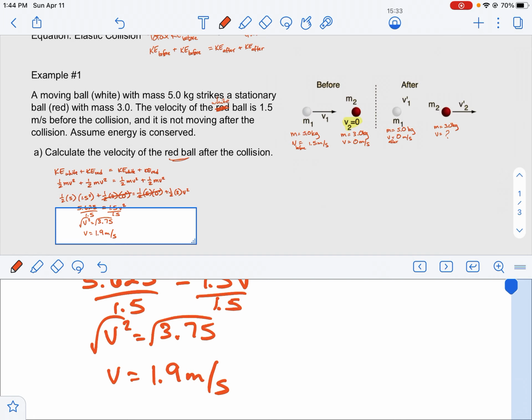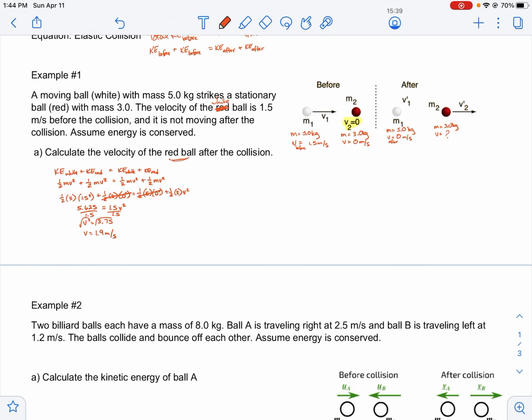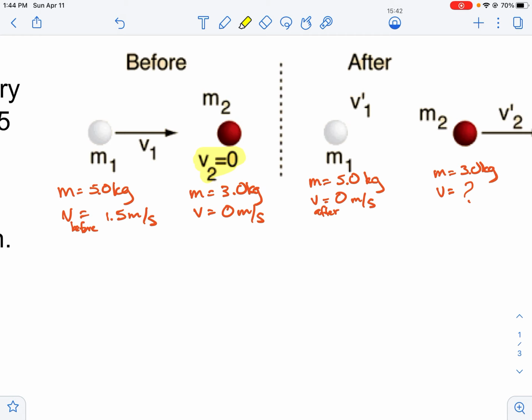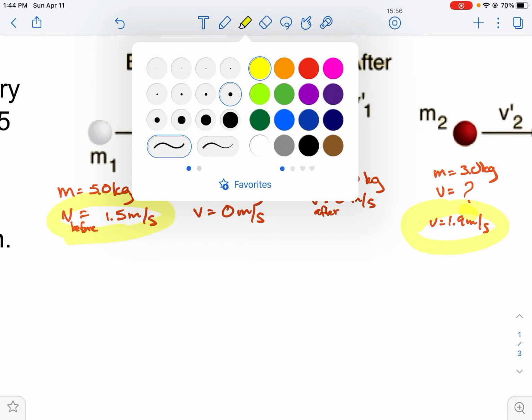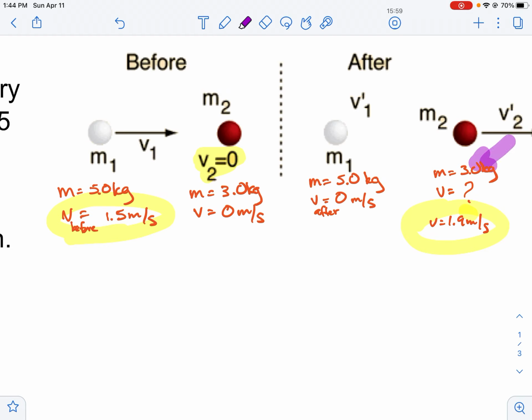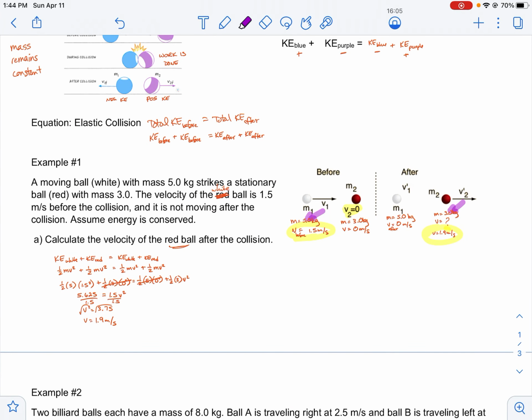Okay. Now, why is it moving faster than the ball was before? So let's go back up here. Right here, this ball is moving at 1.5 meters per second, but we just calculated that this ball is moving at 1.9 meters per second. How can that possibly be? Well, that's because the mass is less, right? So here's my mass, which is only 3, and here's my mass, which was 5. So because the ball is smaller, it has to be going faster in order to conserve the kinetic energy. All right? So if you need to go back and look through that again, please make sure that you stop the video and do that.